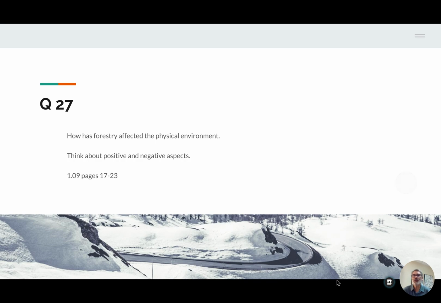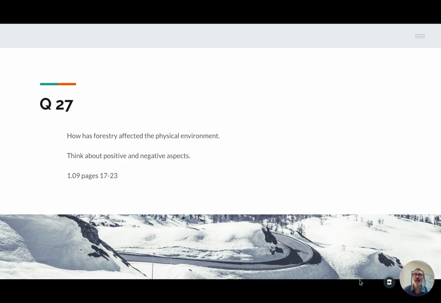Okay, on to question 27. How has forestry affected the physical environment? I want to make sure you think about positive and negative aspects. And if you look down here on the bottom, I put this is in lesson 1.09, pages 17 to 23. I forgot to say that about the last question, but I did put where to find the information at the bottom.